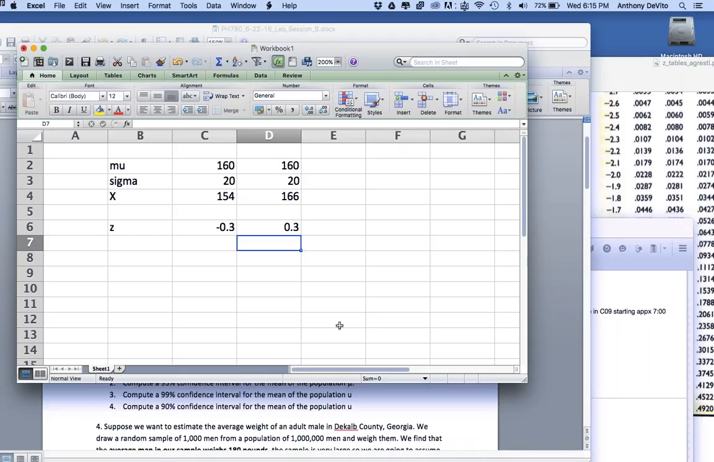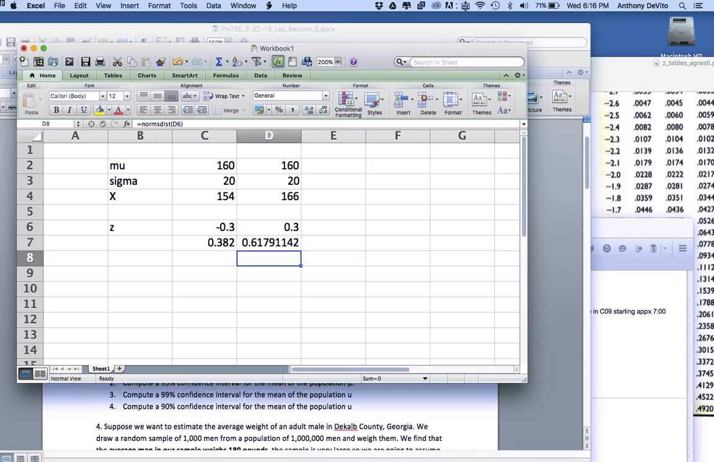I'm going to do it in Excel this time. The previous one was 0.382. This time the area to the left of 166 is going to be equal to NORM.S.DIST. If I use NORM.S.DIST, I'm working with the standard normal distribution, and the only thing it's going to ask for is the z-score, which I've calculated. Equals NORM.S.DIST, parentheses. I'm going to look up and see if there are any questions in a second.